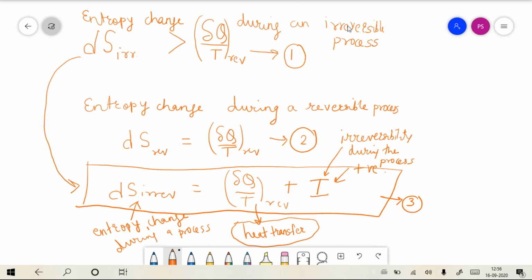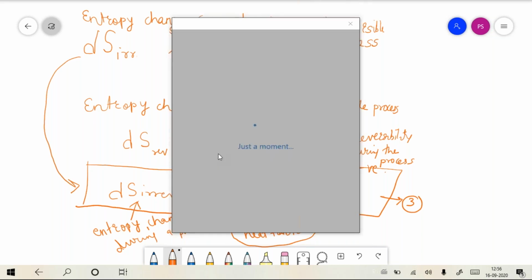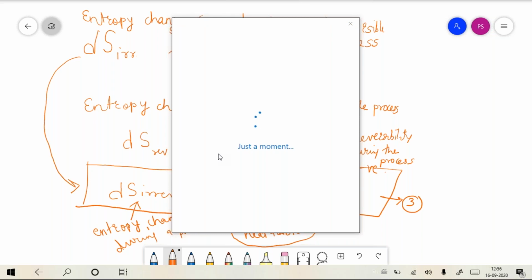Now we had then derived an expression for entropy change during an irreversible process using our Clausius inequality, and we went on to show that the change in entropy for an irreversible process would be greater than the change in entropy for a reversible process between the same two end states. Between the same two end states, the change in entropy during an irreversible process would obviously be greater than the one where the process was reversible. And this was captured in expression 3.